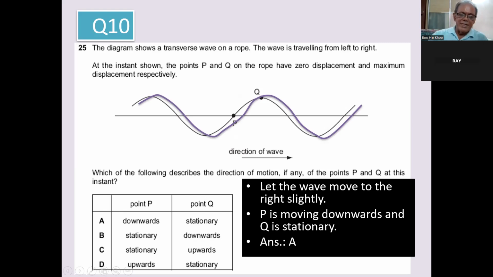A is moving down. It is here. After that, it's moving downwards. Whereas Q is stationary. It's not moving at all. Remember, this is a displacement time graph or displacement distance graph. So the gradient is the velocity. Okay?